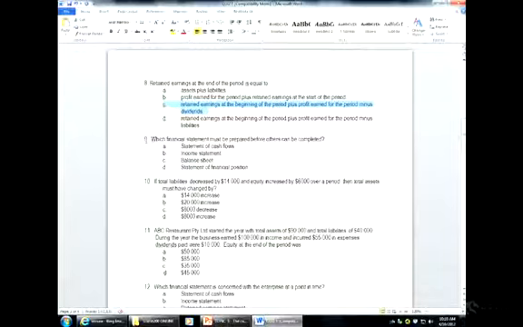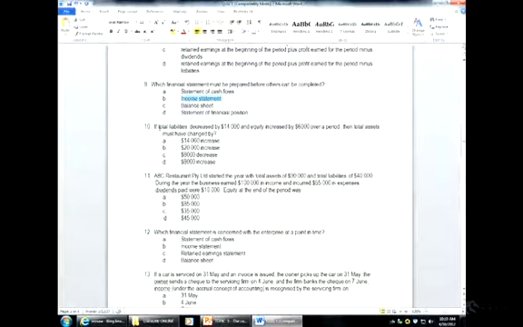Next question. Which financial statement must be prepared before others can be completed? In other words, you can't complete another statement without completing this statement first. You can't complete the balance sheet without completing the income statement first. And therefore, the answer to this question is the income statement must be prepared first.